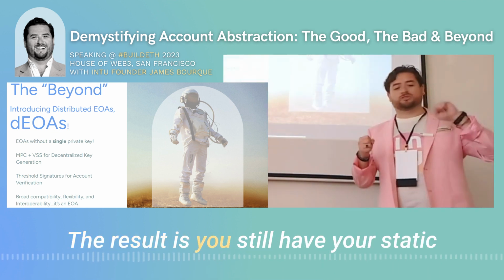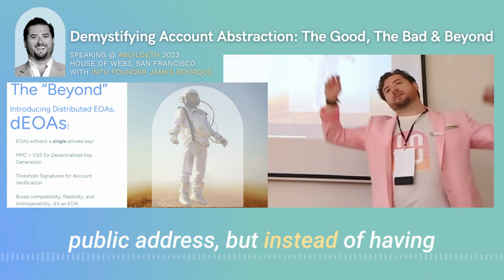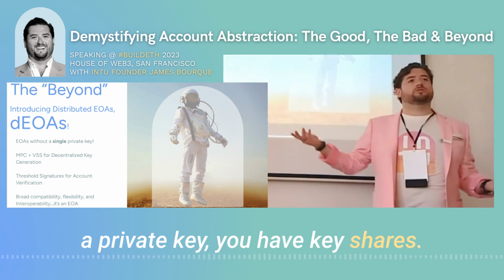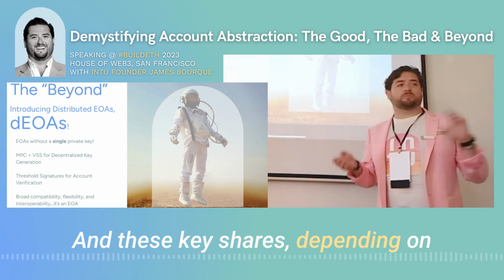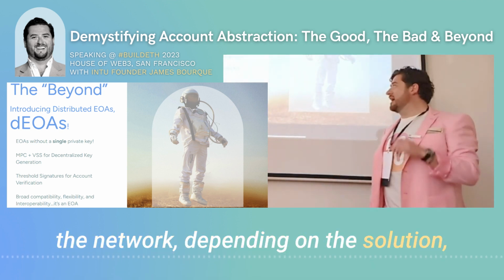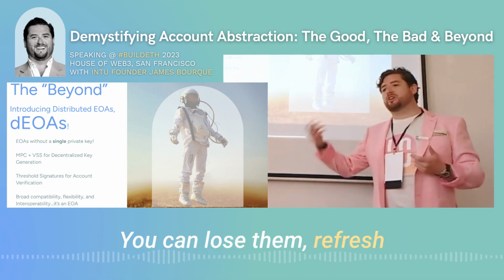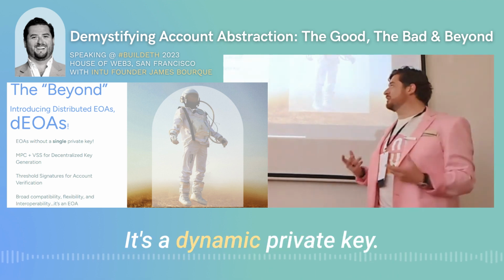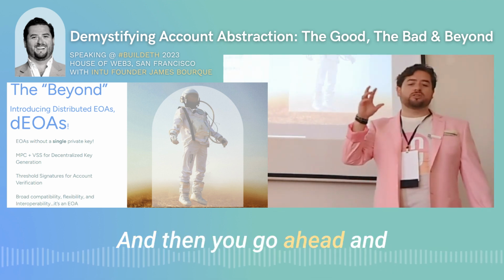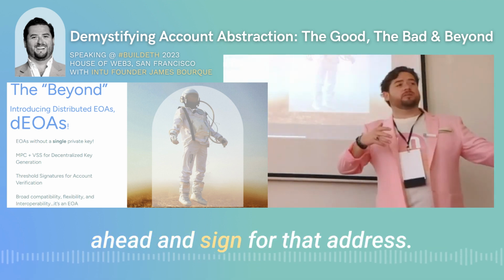The result is you still have your static public address, but instead of having a private key, you have key shares, right? And these key shares, depending on the network, depending on the solution, have different degrees of variability. They are dynamic. You can lose them, refresh them, change them, right? It's a dynamic private key. And then you go ahead and use threshold signatures to sign for that address.